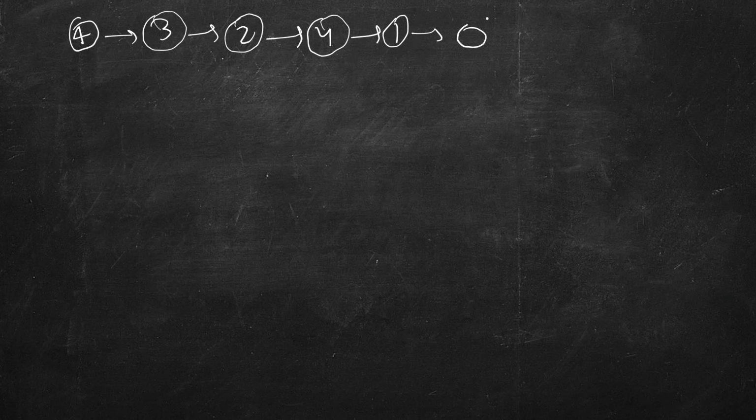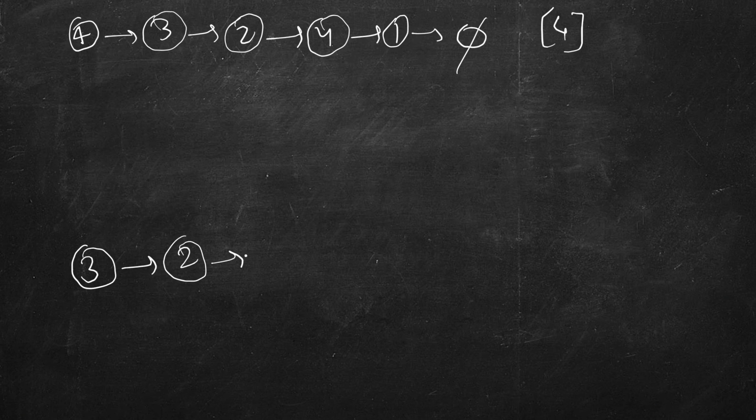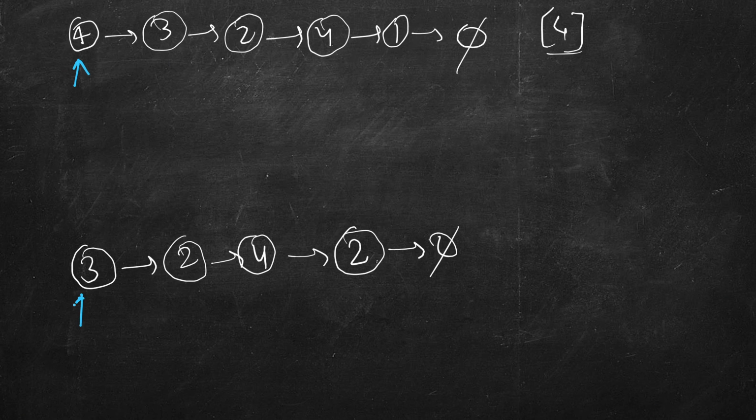So let's say this is the list and we want to delete 4. Here 4 is the first node. In the other case, let's say the list is 3, 2, 4, 2, null. In both cases we want to delete 4, but in one case 4 is in the beginning, and in the other case it is not. So head is here, and head is here.